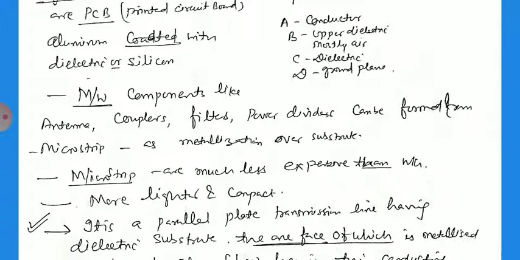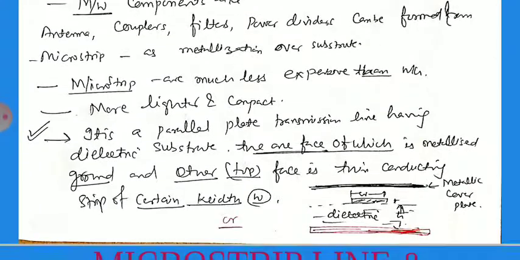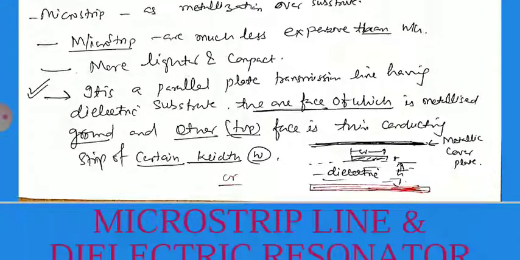Microwave components like antennas, couplers, filters, power diodes can be fabricated from the microstrip as metallizations over the substrate. Microstrip is much less expensive than waveguides, and it is lighter and more compact. It is a parallel plate transmission line having a dielectric substrate, one face of which is a metallized ground and the other top face is a thin conducting strip of a certain width W. ऊपर भी मेटल कवर हो जाए मान लो, इस तरह से भी हो सकता है, और नीचे भी मेटल कवर हो सकता है, और बीच में डाइलेक्ट्रिक मीडियम डाल रखा और उसके ऊपर हमारा जो स्ट्रिप है वो हो सकती है.